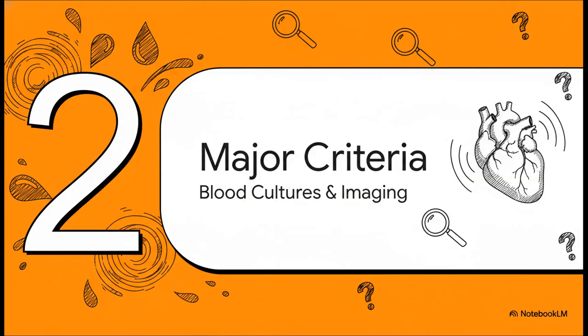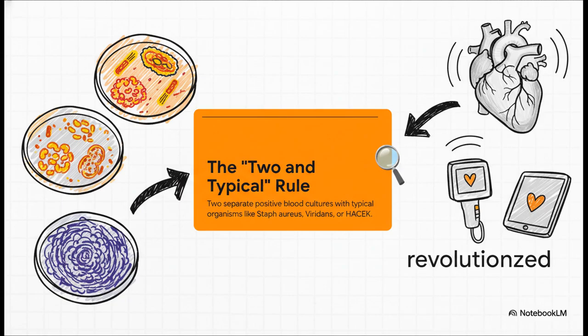Okay, now for the deep dive. Sarah, let's really break down the major criteria. They're the absolute bedrock of this diagnosis, but you'd be surprised how often they're misinterpreted. For blood cultures to really count, what's the one non-negotiable rule? It's what we call the 2 and typical rule, Dr. Collins. You absolutely must have 2 separate positive blood cultures with those typical organisms. Now, there's a key exception you have to know. For Coxiella burnetii, just a single positive blood culture or an IgG antibody titer over 1 to 800 counts as a major criterion. That level of precision is critical.